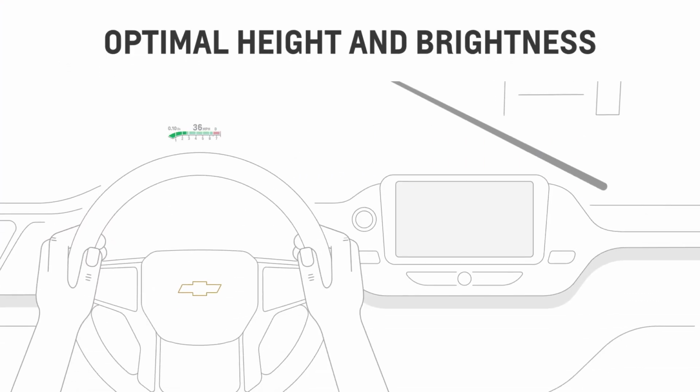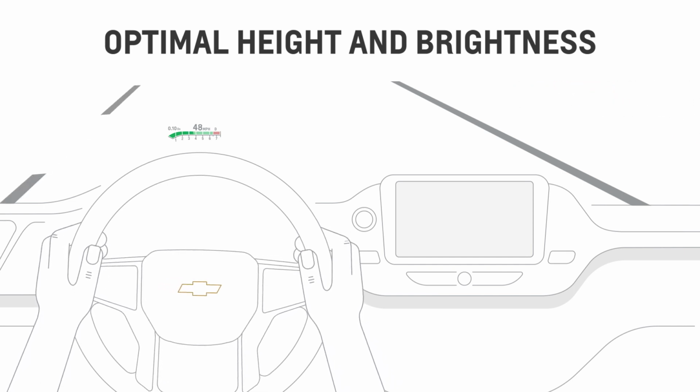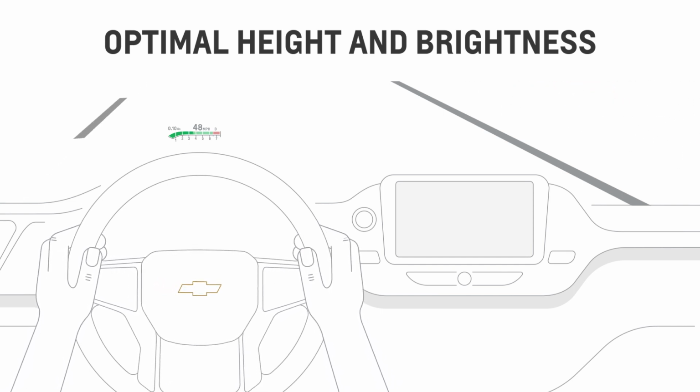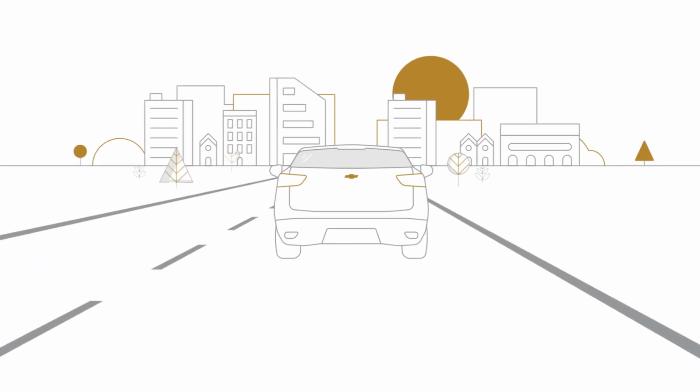Set the head-up display height as low as possible to keep your view of the road clear. The brightness will adjust automatically, but you can also manually set the brightness to the lowest comfortable brightness to maximize visibility. Keep your eyes on the road without missing any important information thanks to head-up display.